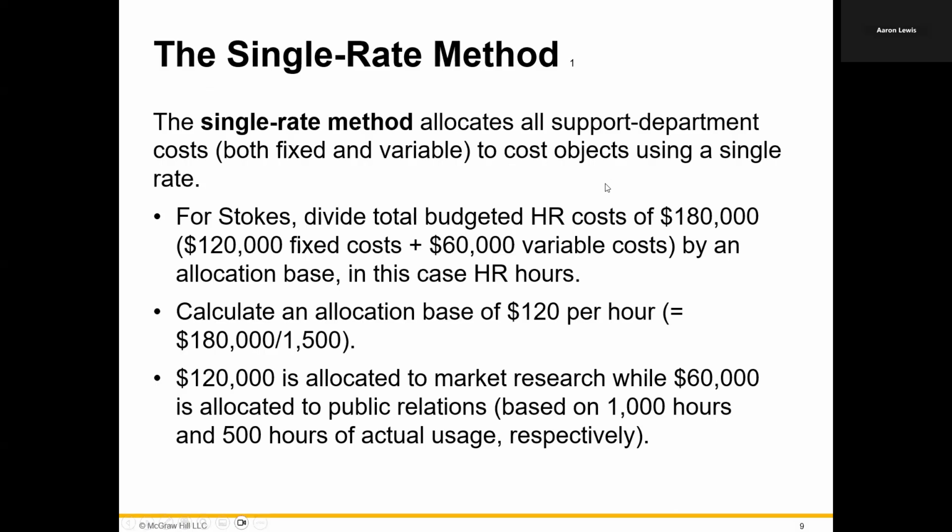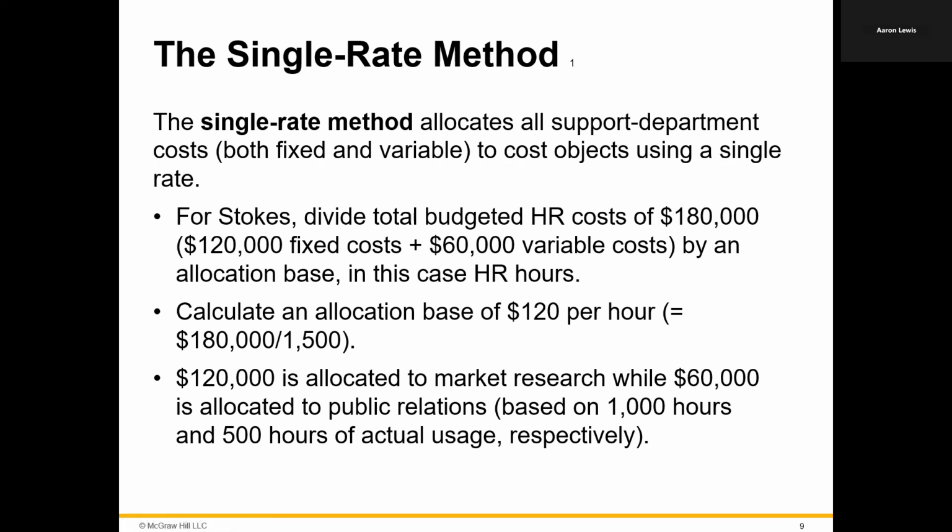Well, if they have a single rate method, it's as simple as it gets. They put all of those assumed costs into a pool. So they budgeted for a total of $120,000 fixed costs and $60,000 of variable costs. That's $180,000 of expected cost that the HR department is going to incur during the period.